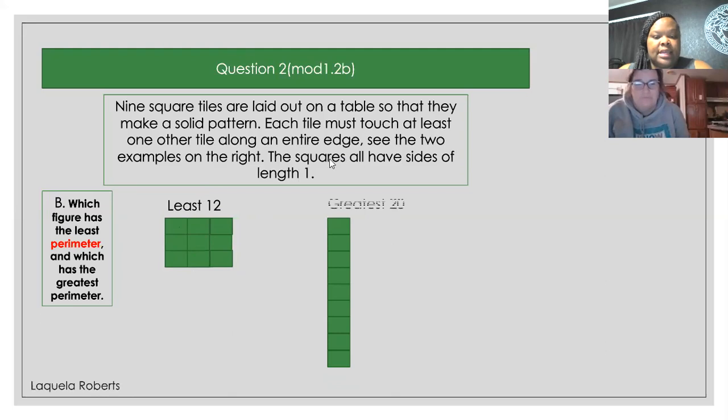Our next one, we have the greatest of 20, all right? So as you can do, is 1, 2, 3, 4, 5, 6, 7, 8, 9. 9 on each side, plus 1 on the top and the bottom will give us 20. So our least is 12, our greatest is 20.